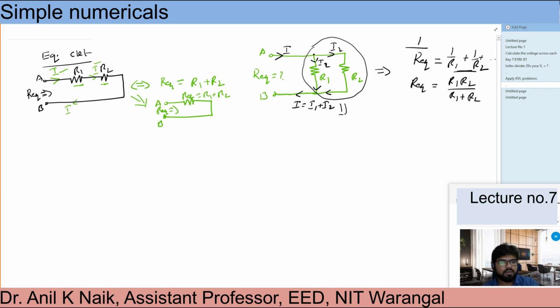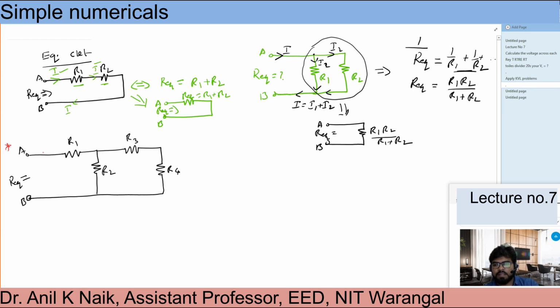Then what is the equivalent circuit you can draw here? This is my equivalent circuit between A and B. If you want to find the R equivalent, that is nothing but R1 R2 by R1 plus R2. This is what we are going to see. Now one more circuit, a network, has been given, and they are asking us to find the R equivalent across the AB terminal. That is the question here.